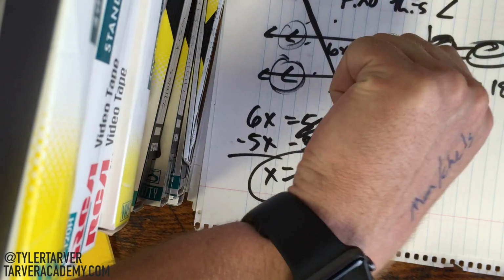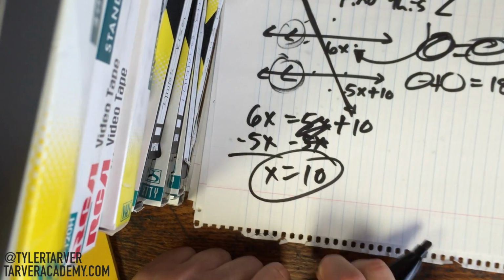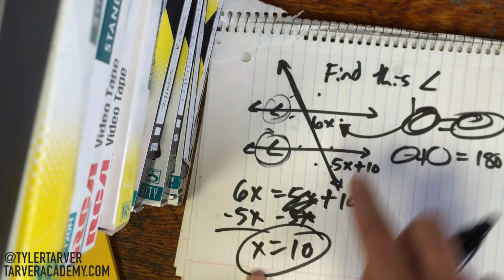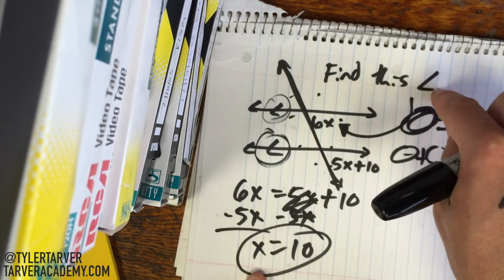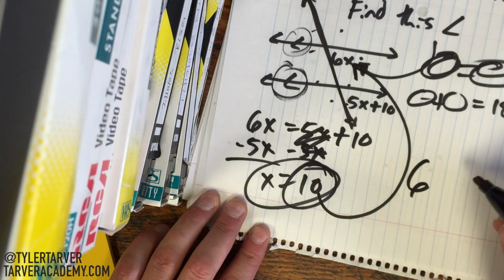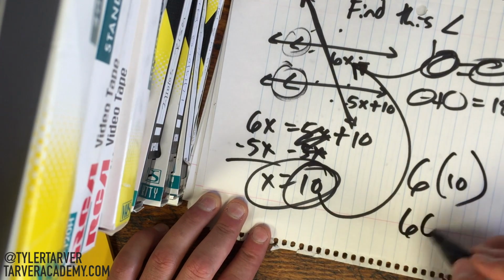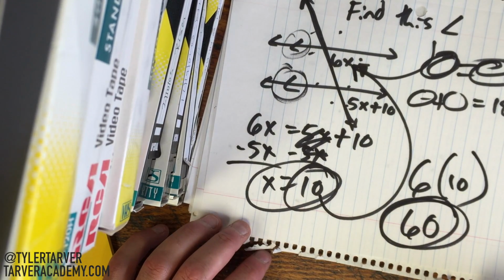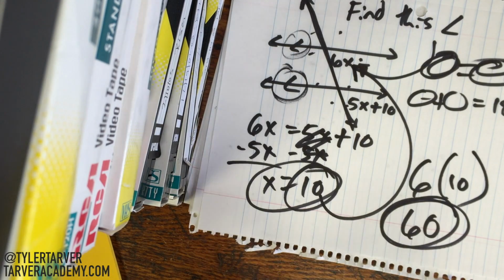Wrong. You're not done. That was a thumbs down. You can't see it. That's not correct because we didn't want x. What did the question ask? Find this angle. Plug that in. 6x, so it'll be 6 times 10, which is 60. And you are done, ladies and gentlemen.